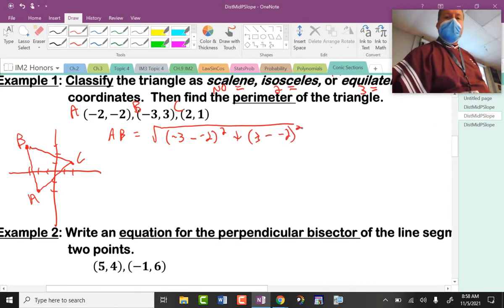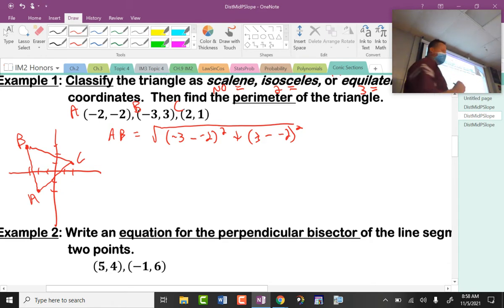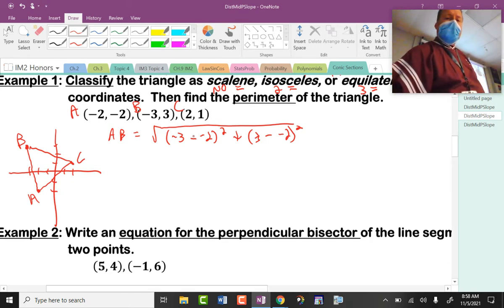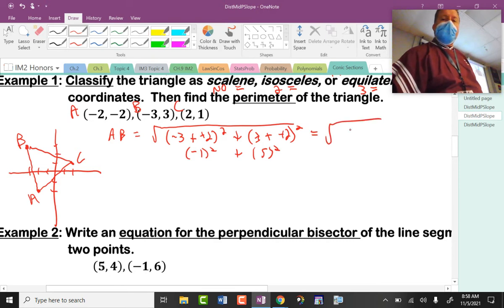Oh, that's bad. Okay, did I do that right? -3 minus -2. Okay, yes. I just wanted to double check something. I was almost thinking I wasn't getting the same answer as last hour. But minus a negative is plus, and then this is -1 squared. And then this is plus, so this is 5 squared. So ultimately you have the square root of 1 plus 25, which is the square root of 26.